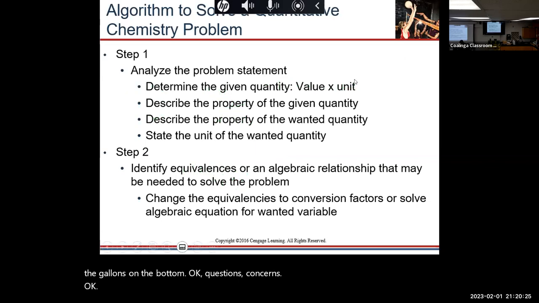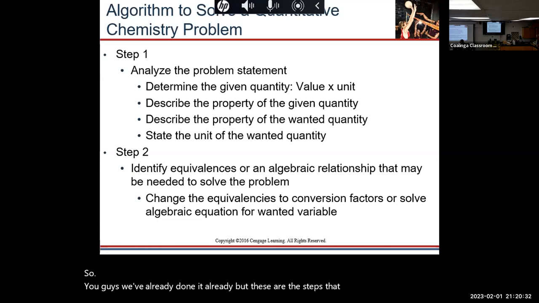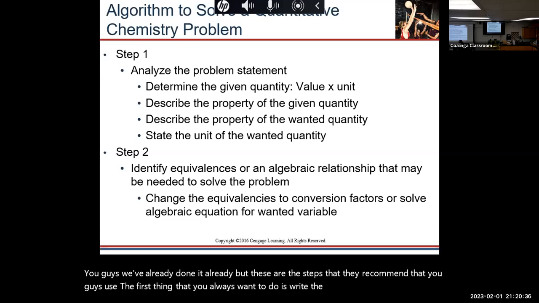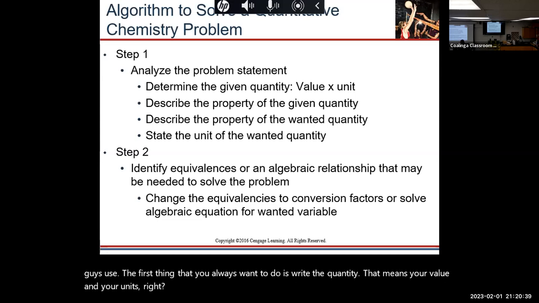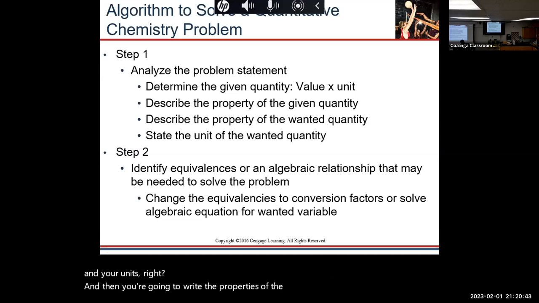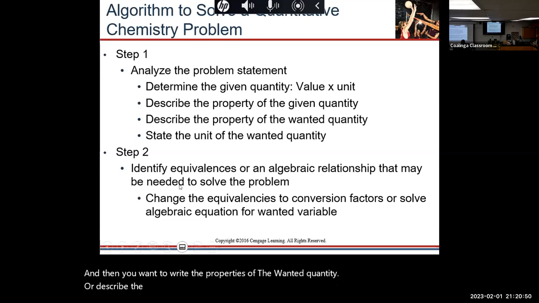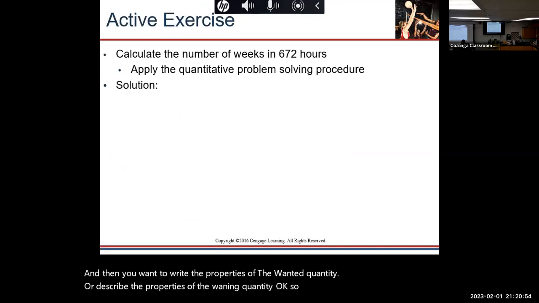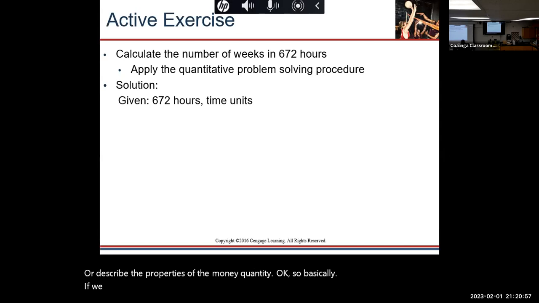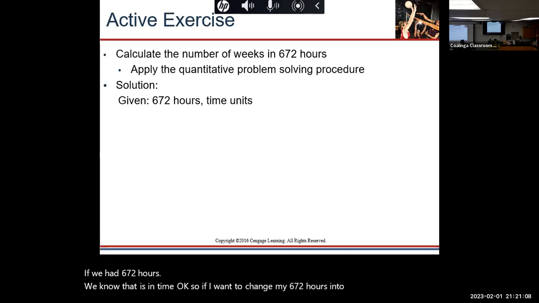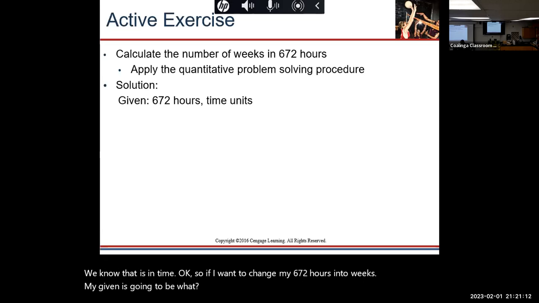Okay, we've already done it, but these are the steps that they recommend you use. The first thing you always want to do is write the quantity. That means your value and your units. Then you write the properties of the given quantity, and then describe the properties of the wanted quantity. So if we had 672 hours, we know that is a time. If I want to change my 672 hours into weeks, my given is going to be hours, that 672. So I'm going to start off with that.